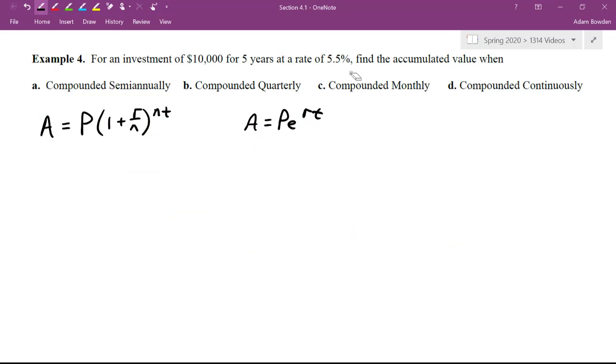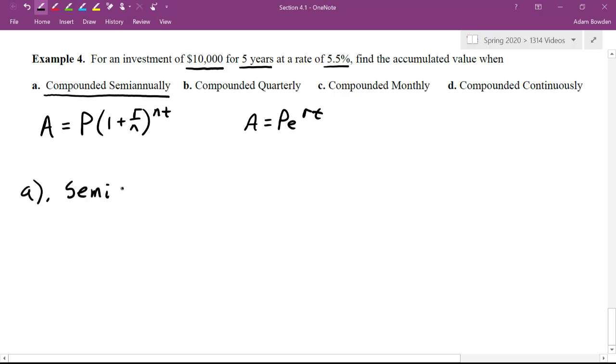So what we're going to do now is figure out the amount of money that will be there after so many years with a particular kind of investment. In this one it says the investment is $10,000 for 5 years at an interest rate of 5.5%. The first one says we're going to compute the amount when the interest is compounded semi-annually. When it says compounded semi-annually, that tells us how many times per year the interest is being paid out, and semi-annually means 2 times per year.